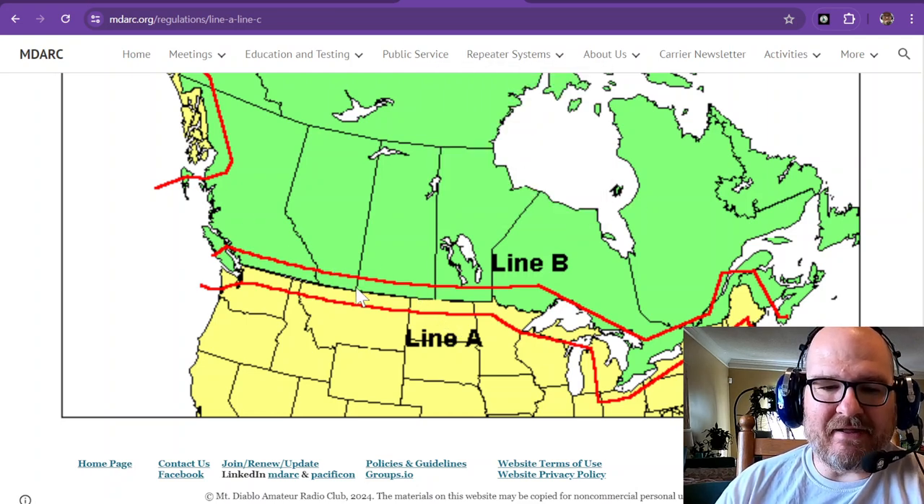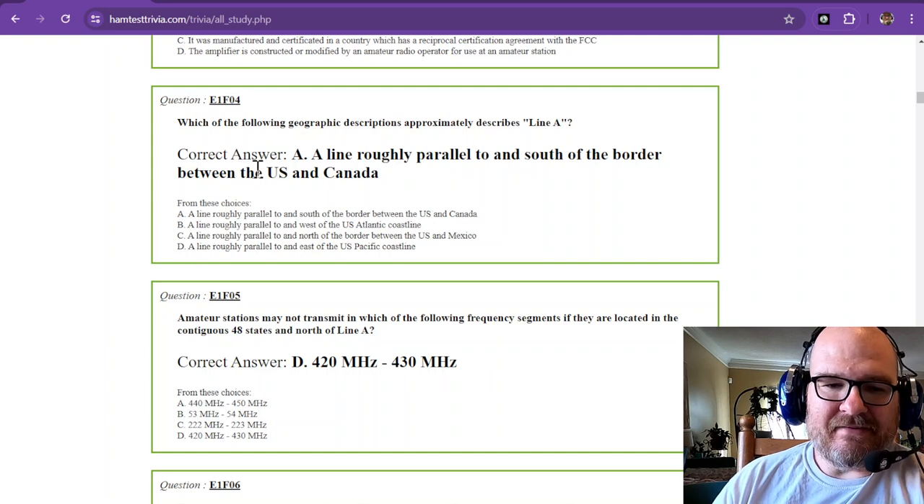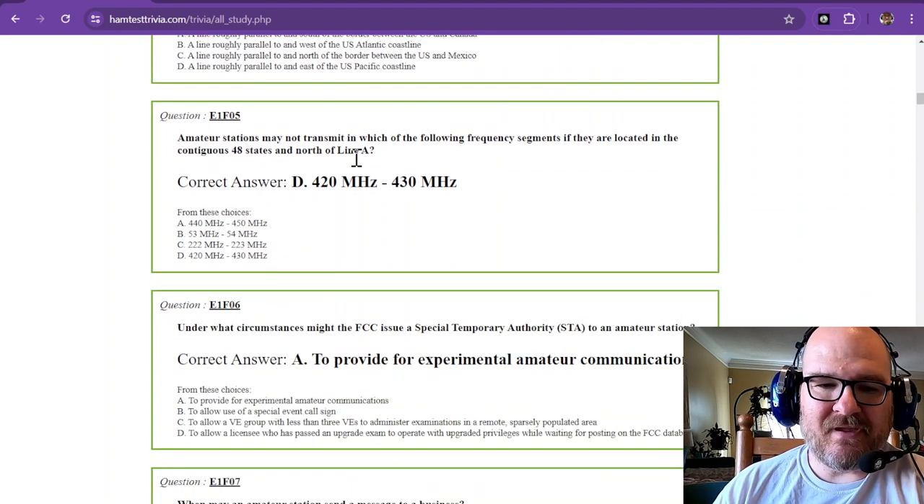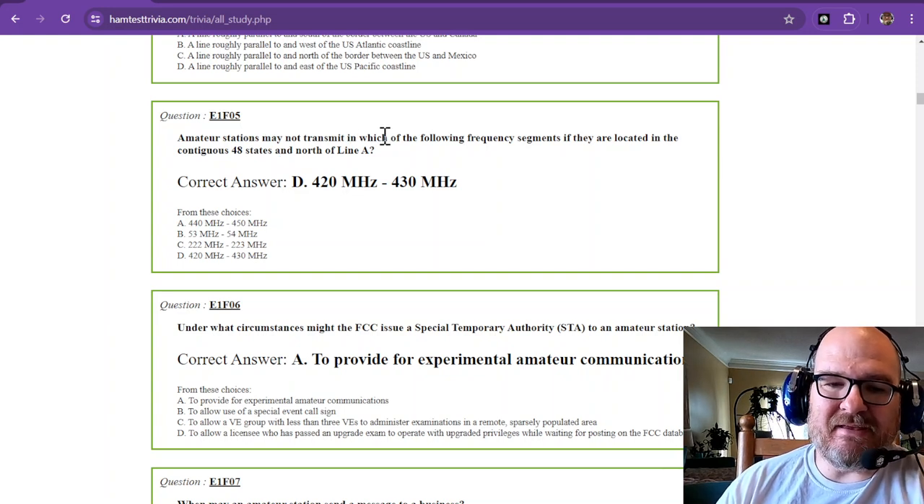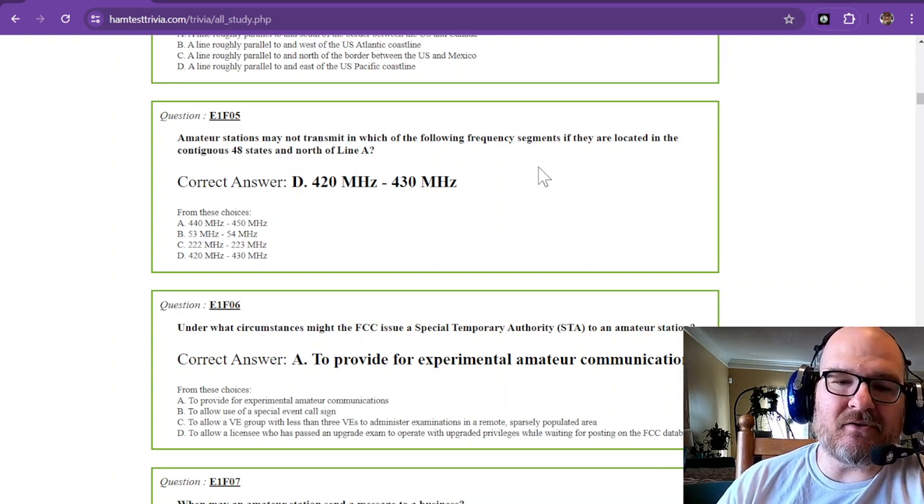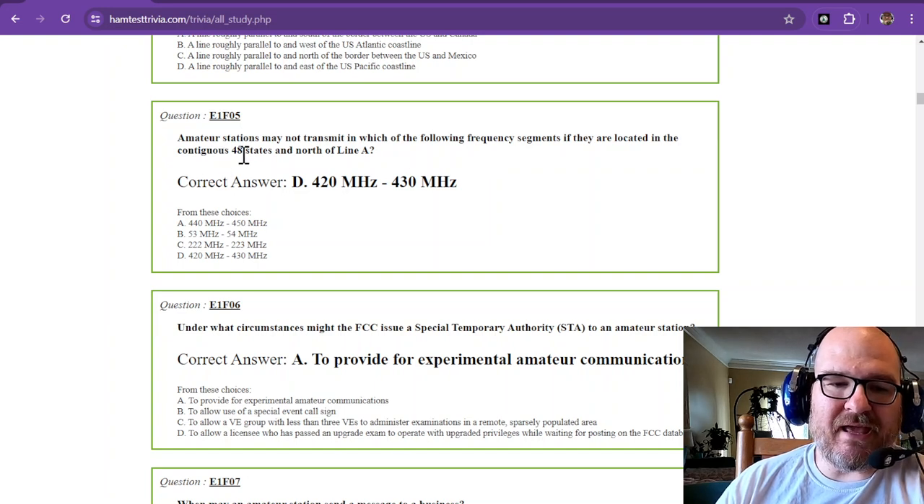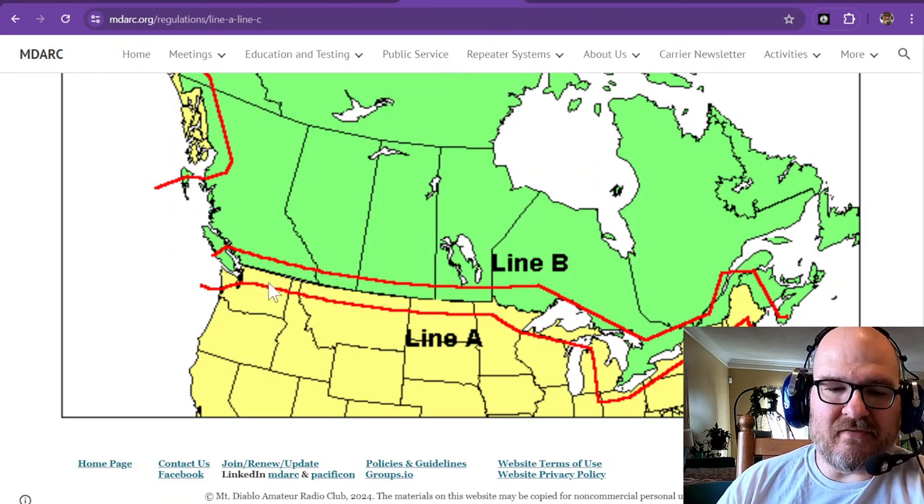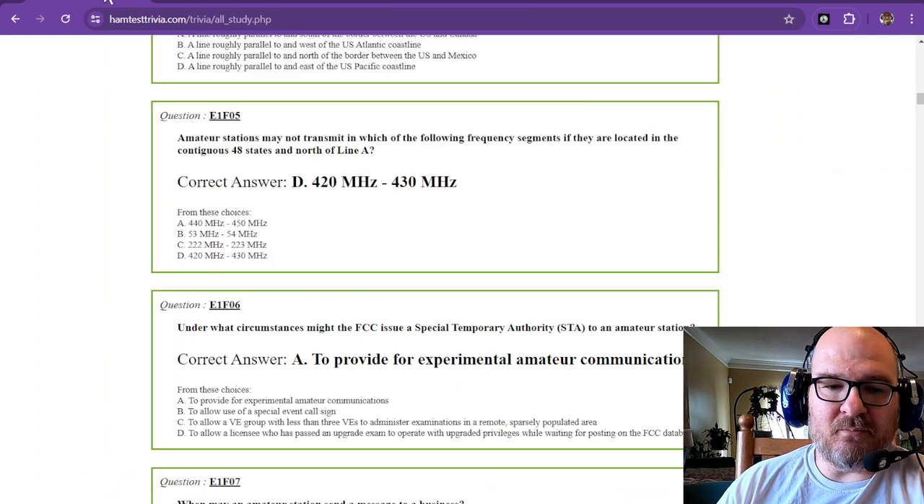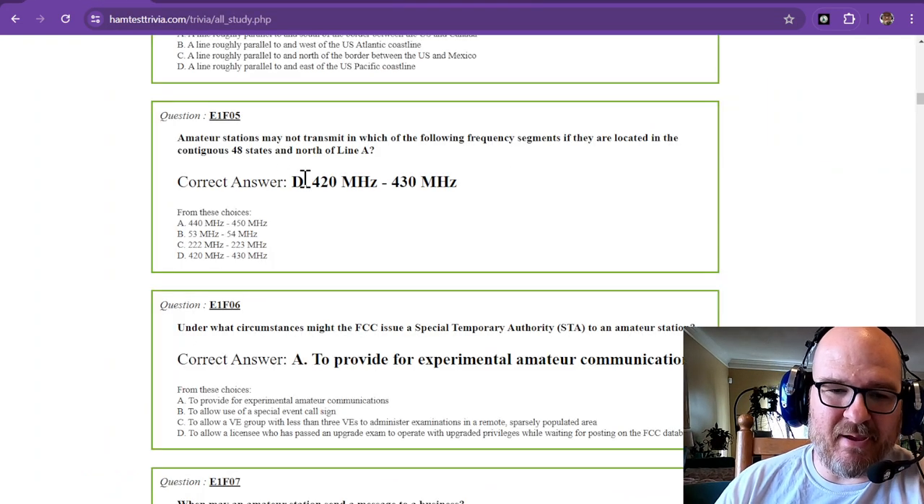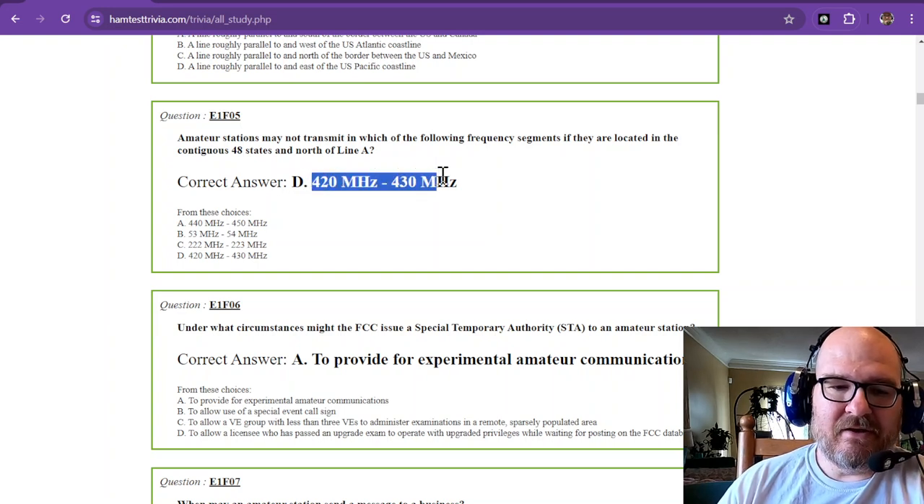So that is line A. There are multiple lines that you have here. And that is the line that is roughly parallel to and south of the border between the U.S. and Canada. And now here's what's up with that line A. Amateur stations may not transmit in which of the following frequency segments if they are located in the contiguous 48 states and north of line A? So if you are north of this line, you're not going to be able to use portions of the 70 centimeter band. So that's 420 to 430 megahertz.